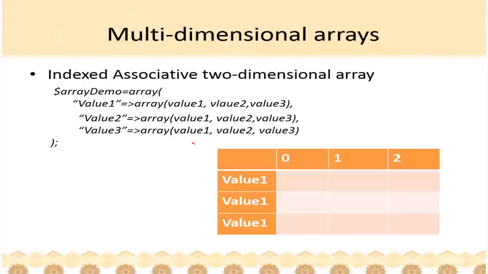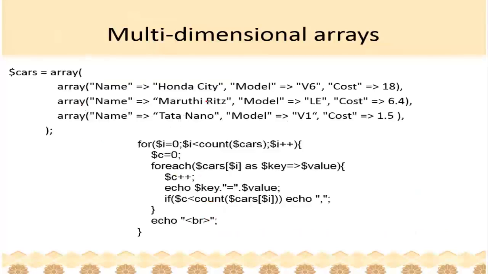Now can I have the associative array in the multi-dimension? The answer is yes, you can have an associative array. What's the difference between this and the previous one? In the previous one, no keys were supplied for the individual rows. Here I am supplying the key. So this row will be called value 1, this row will be called value 2, and this row will be called value 3. Can I have a key here? The answer is yes. You can have it in any way. It's too flexible to be tried with.